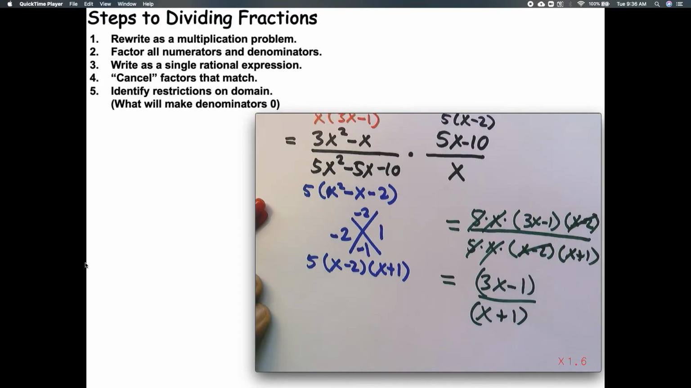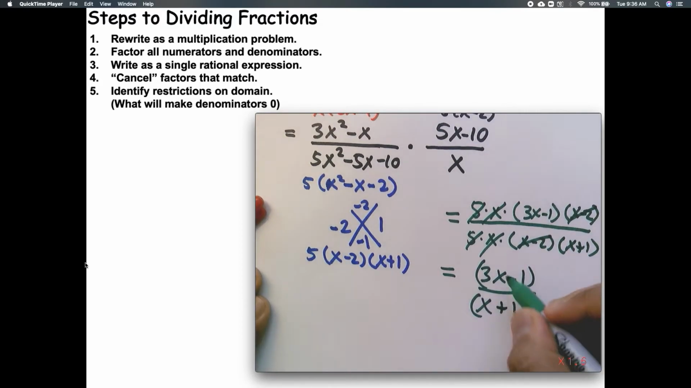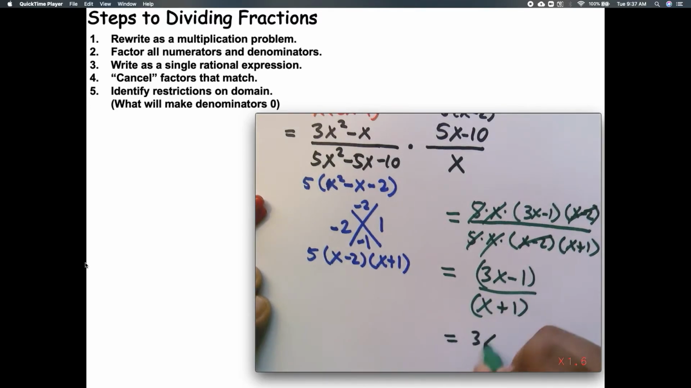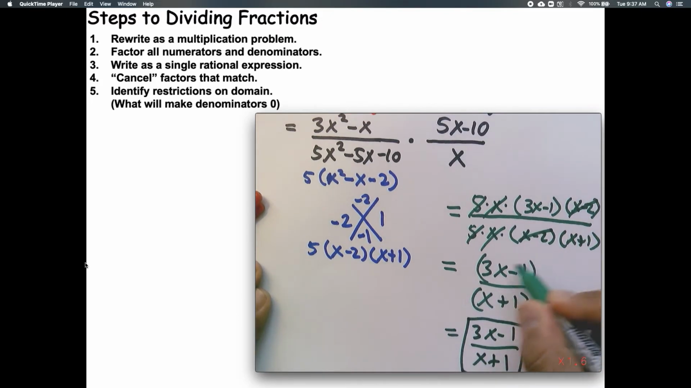Okay, and just as a heads up, if you have just one binomial over another binomial and nothing else cancels, you can go ahead and take these parentheses off since nothing is on the outside to distribute in. So 3x minus 1 over x plus 1. This is the answer. I would be okay if you left the parentheses on though.